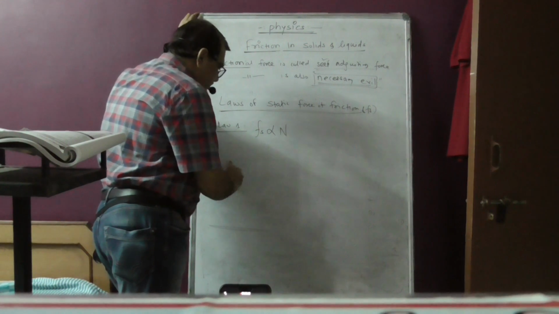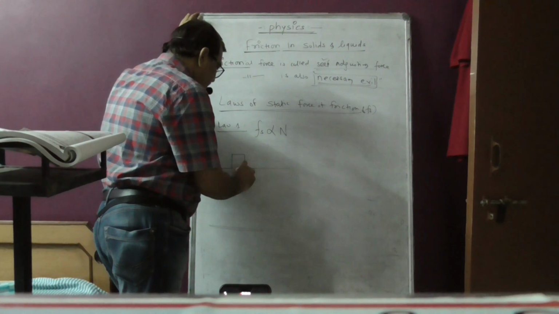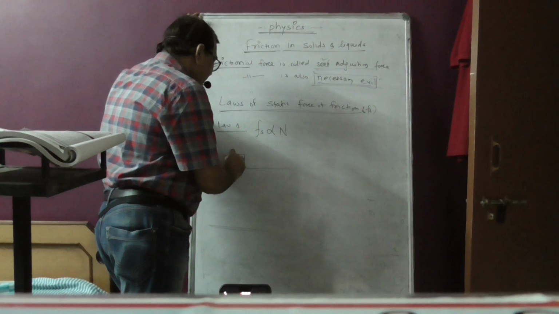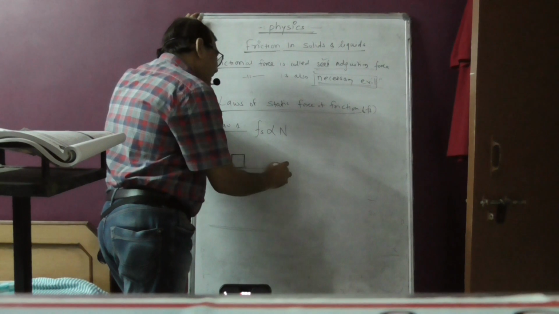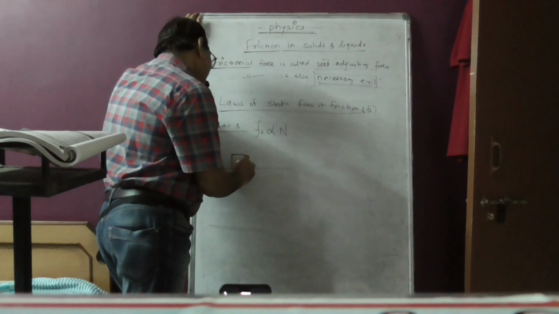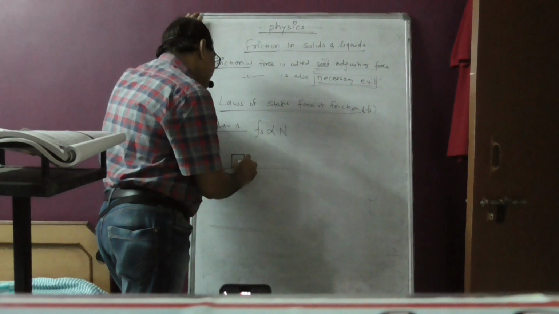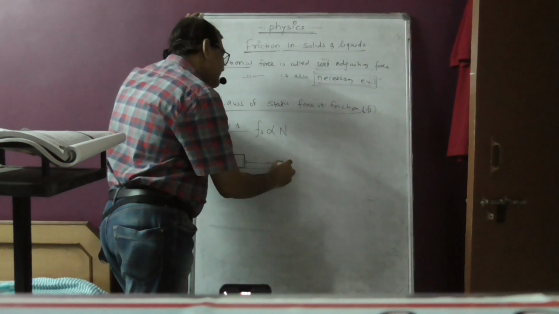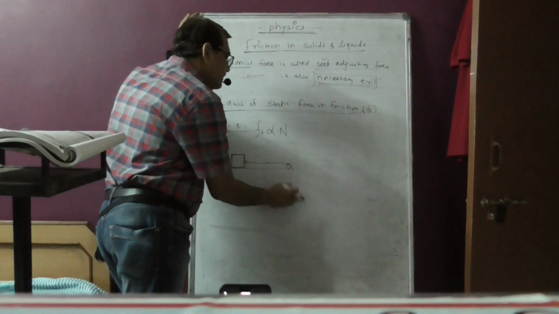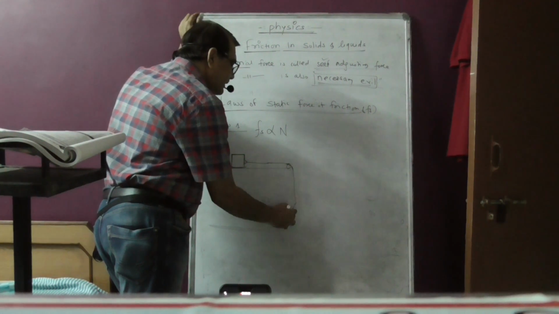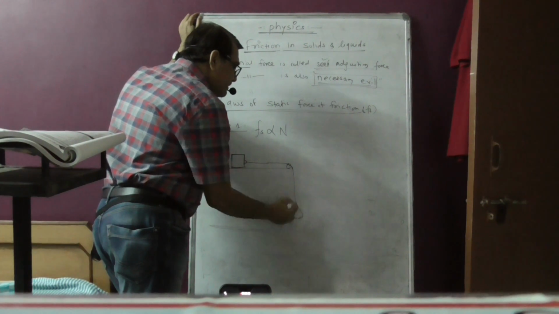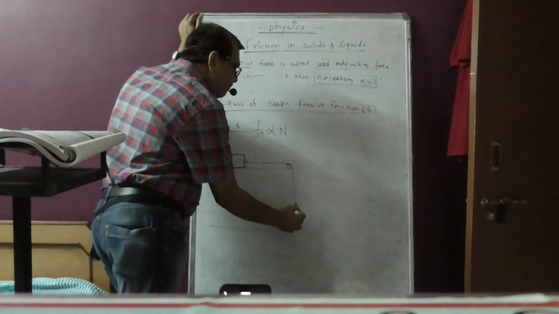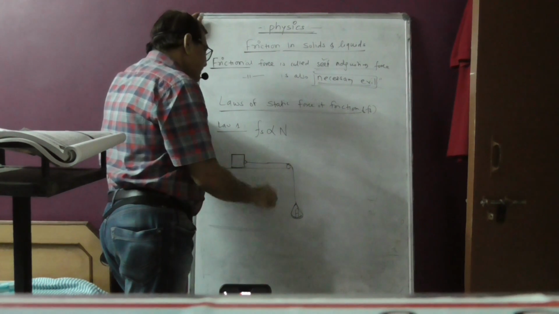Now you see here, suppose this is the surface, and on that surface, suppose this is the body. This body is lying on that surface. Now what happens if I connect a string to one end of that box, and the other end of the string is passed over the pulley. At the free end of that string, I connect one pan, and in that pan I put weights. Now what will happen?